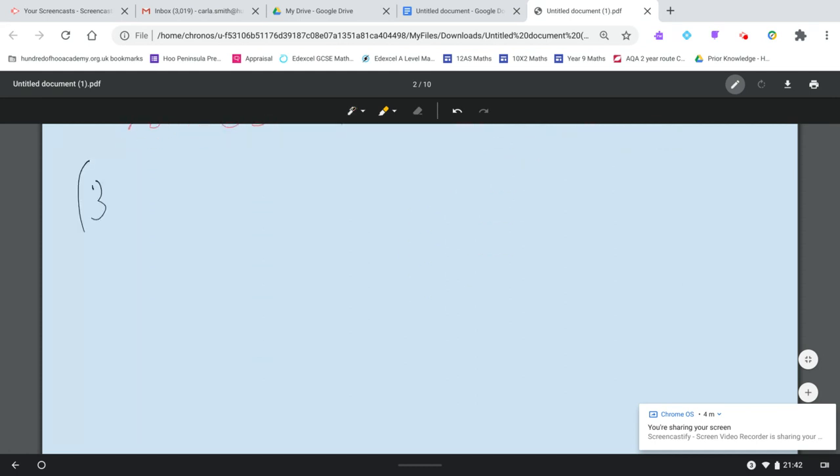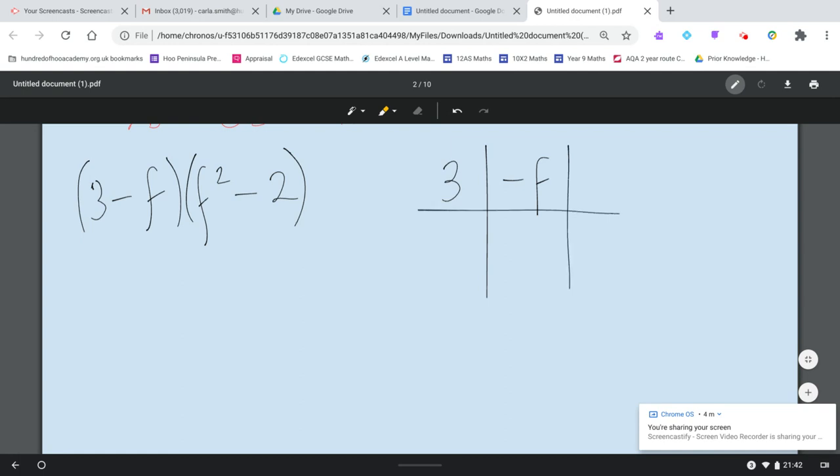So let's do 3 minus f, times f squared minus 2. Okay, so we'll switch it up a little bit. So again, same logic is going to apply. First bracket on the top, 3 and negative f. And then the second bracket down the side, so f squared and then negative 2 as well.